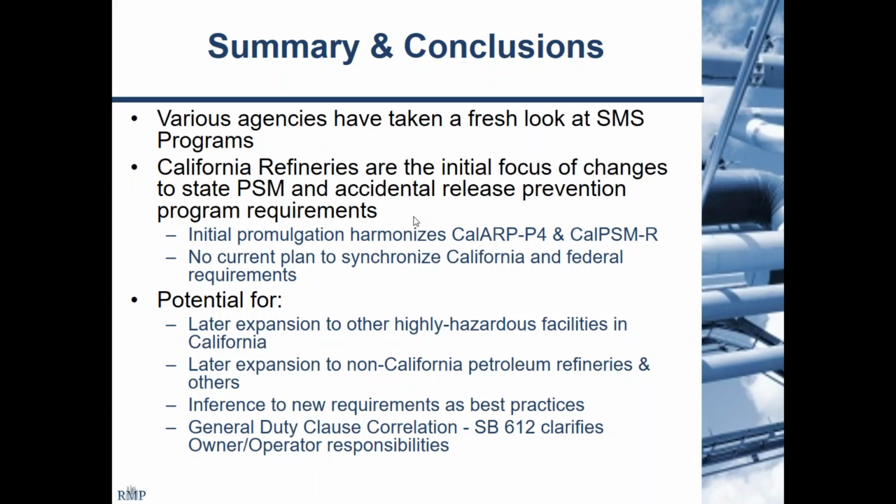Right now, because the federal changes that were proposed previously are currently under review, there's going to be no ability to really synchronize with federal requirements, or really to do much of anything with that, for some time to come. So if you're a California refinery, you're going to have to make sure you have a careful mapping of what things you're doing that conform to the federal RMP requirements, what things you're doing that conform to state PSM requirements, and what things you're doing as part of your safety management system program that conform to CalARP Program 4.